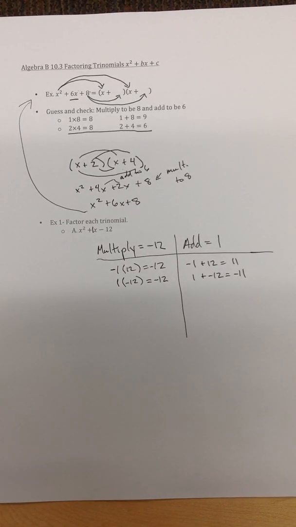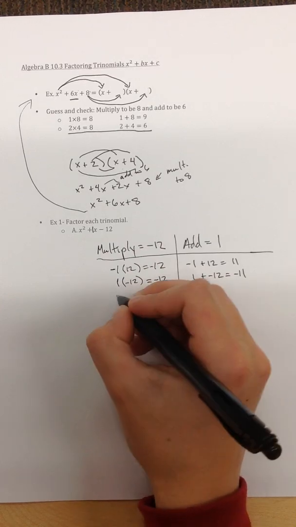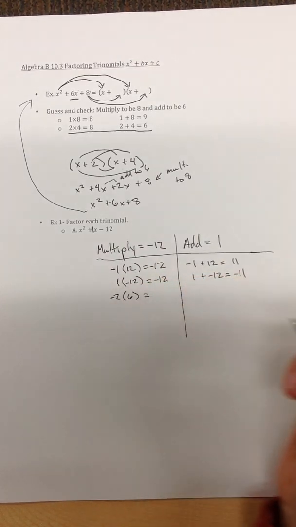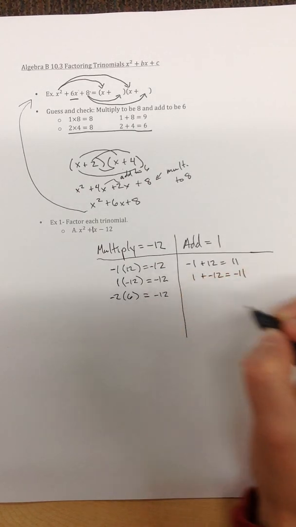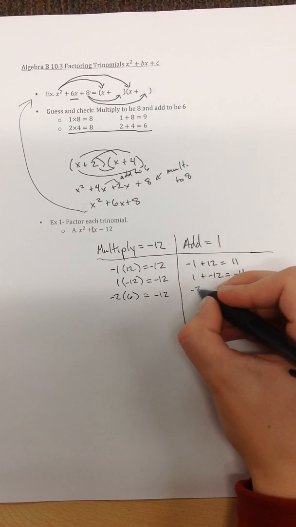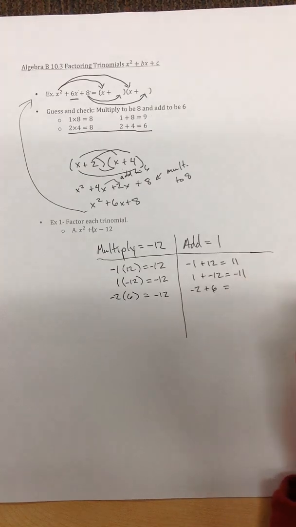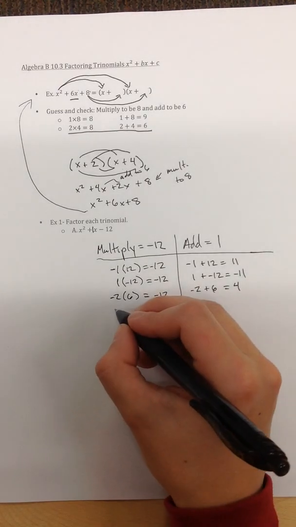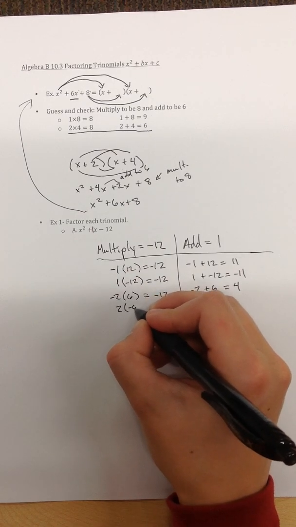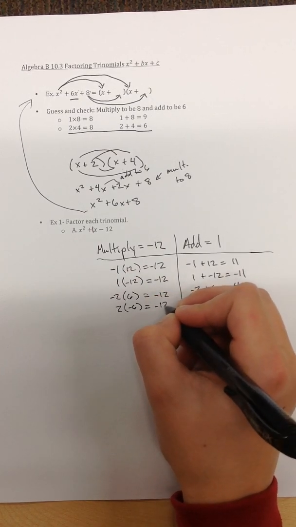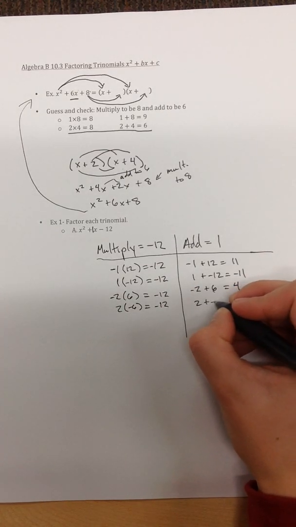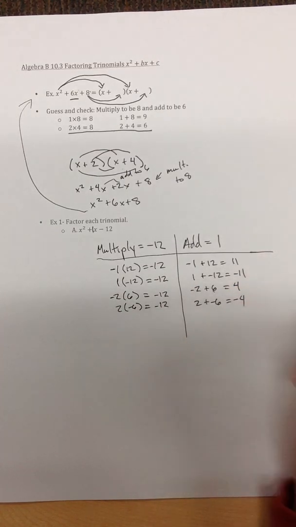Next one would be 2 and 6. So if I try out 2 and 6, it would be negative 2 times 6, which would be negative 12. And then if I add those, negative 2 plus 6 would be 4. So that doesn't work. And if I switch it around here, positive 2 and a negative 6, that would be negative 12 as well. So that's good. But now when I add these, 2 and a negative 6 just comes out to be negative 4. So that's no good either.